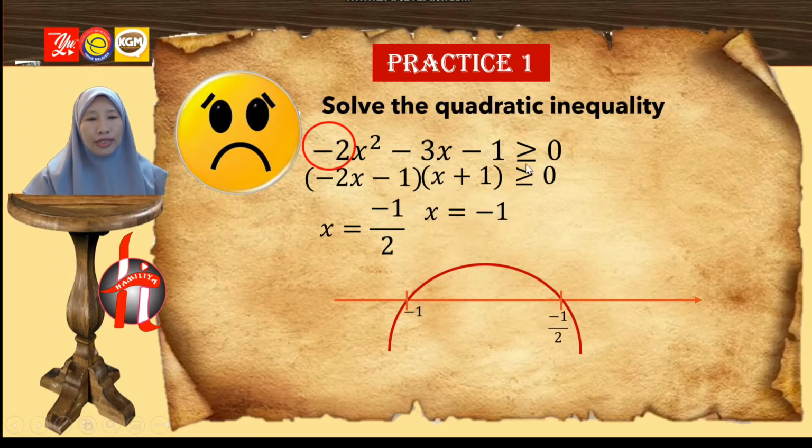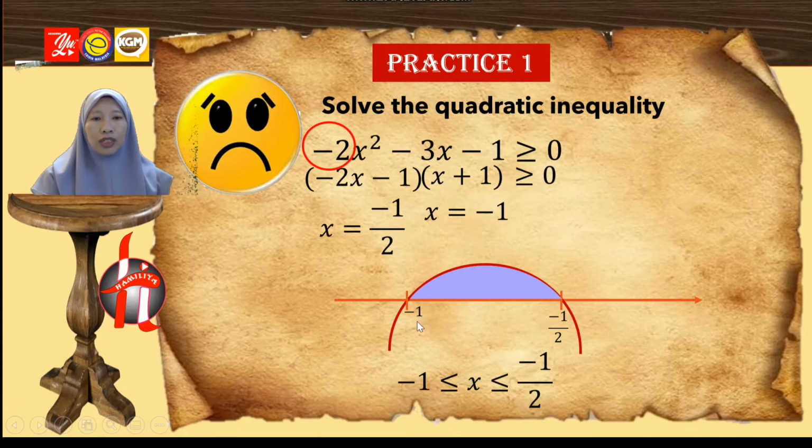Then we determine the area. Here we want more than 0, so the area must be above the x-axis. Above the x-axis, and this is the area. The corresponding range of x is more than or equal to negative 1, but less than or equal to negative half.